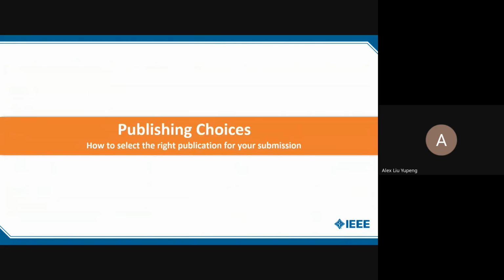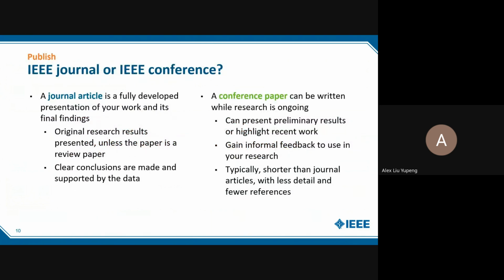So we have two choices, either journal or conferences. IEEE offers both. So as an author, you need to decide which type of paper you want to write. The big difference is a journal paper is looking for clear conclusion, final results, while a conference paper can be written while the research is ongoing, which means I have not completed the research, but you can still write for a conference paper. Then what are the things you need to report in the conference paper, since you don't have the final findings?